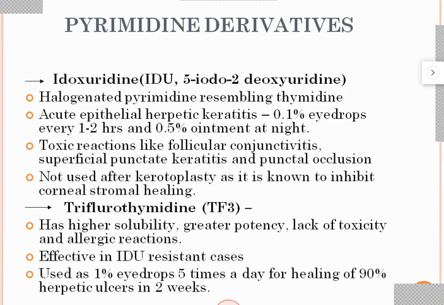Coming to the pyrimidine derivatives of the antiviral drugs. These are idoxuridine derivatives, halogenated pyrimidine, thymidine structure. In case of acute epithelial herpetic keratitis, it is given in the form of 0.1% eye drops every 1 to 2 hours and 0.5% ointment at night. Toxic reactions: it may cause follicular conjunctivitis, superficial punctate keratitis, and punctal occlusion. It is not used after keratoplasty because it is known to inhibit corneal stromal healing.